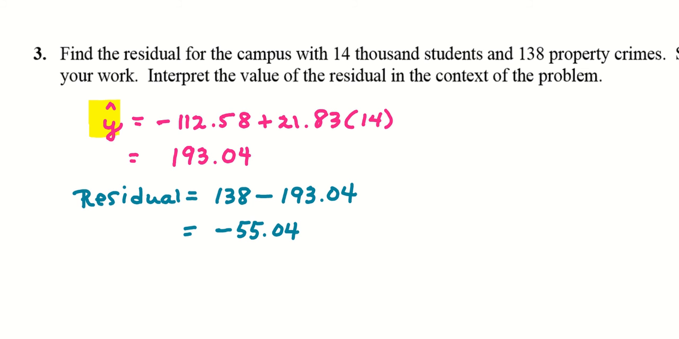So that is your interpretation, and you want to use context, which in this case is number of crimes per 1,000 students. The model made a mistake, which in this case is a good thing, because not as many crimes actually occurred. So make sure you understand how to interpret that, and be sure to include that interpretation in your own work. Moving along.